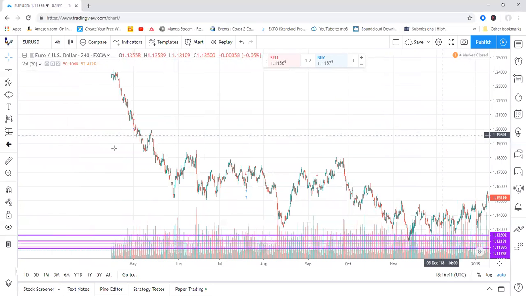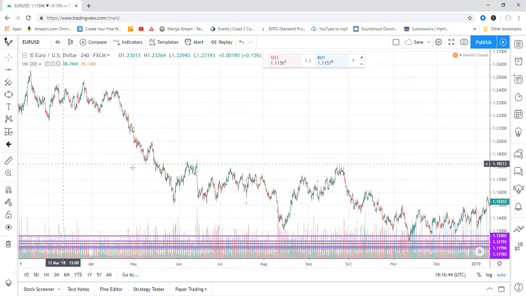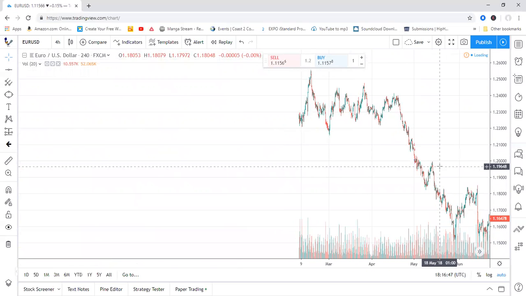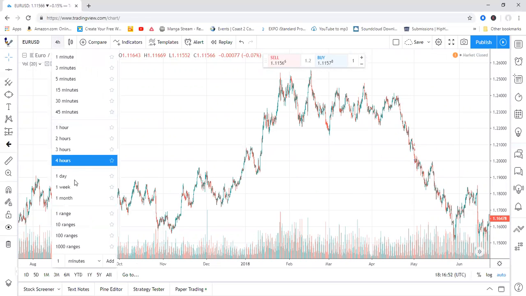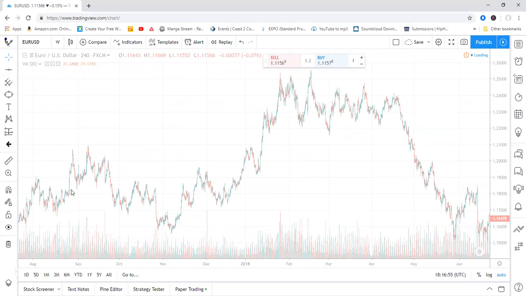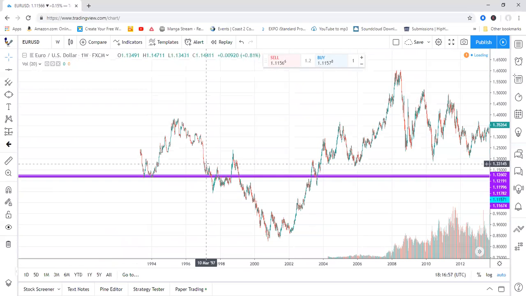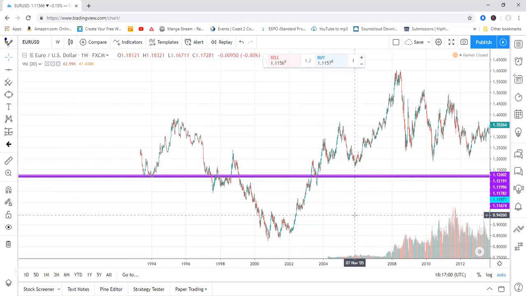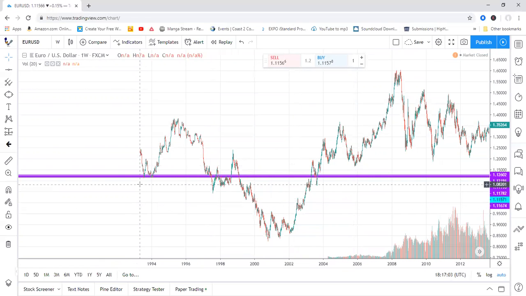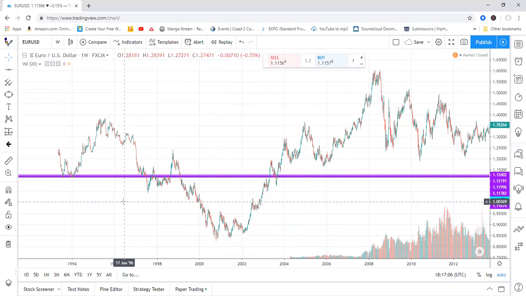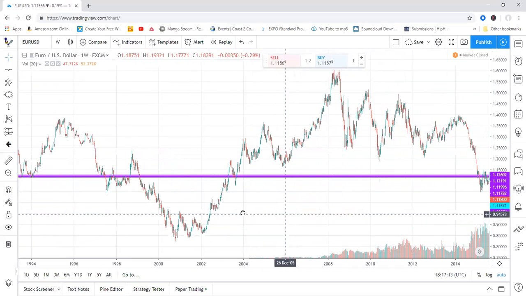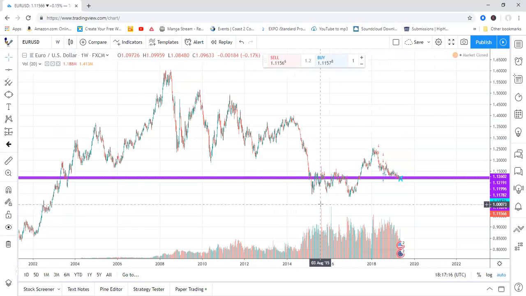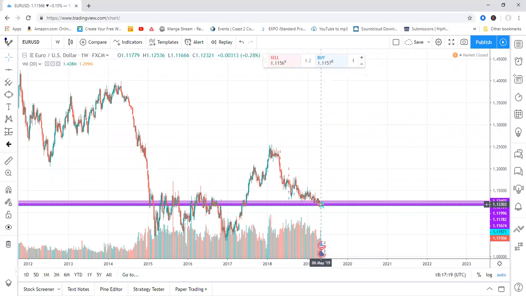Okay, it doesn't look like price has actually been this low for quite some time. Okay, let's go to the weekly chart. Here we go. So yes, price has definitely been here before, and not just that, it definitely has shown some major support resistance in that area.